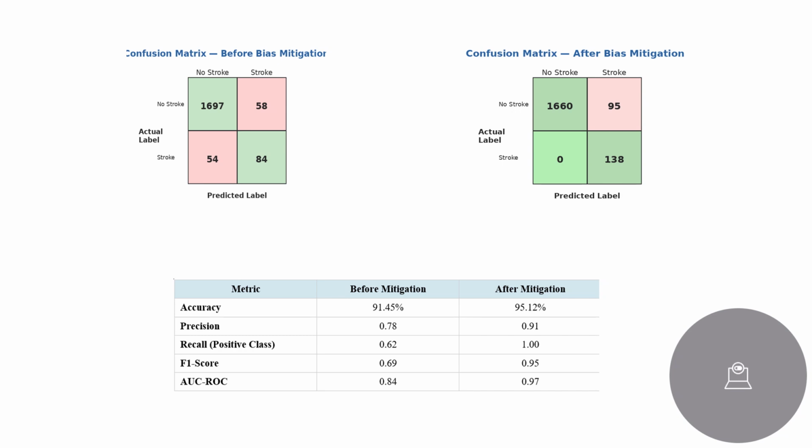The metrics table also shows the clear improvement. Accuracy improved from 91% to 95%. Precision improved from 0.78 to 0.91, and recall and F1 score have also improved.